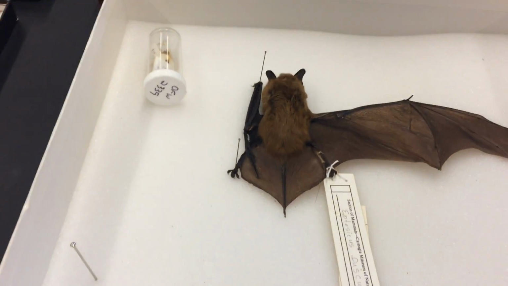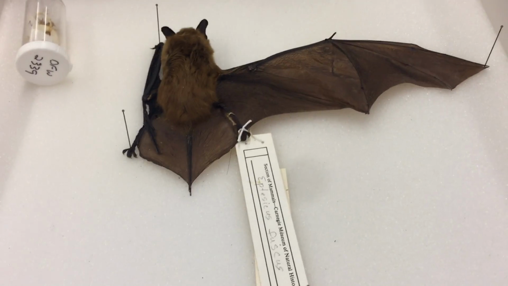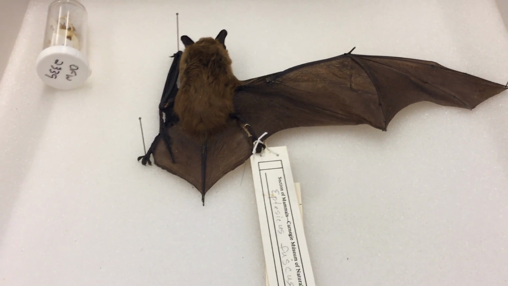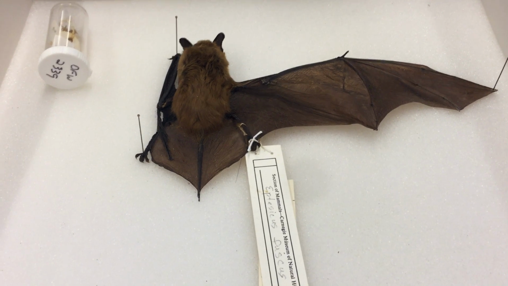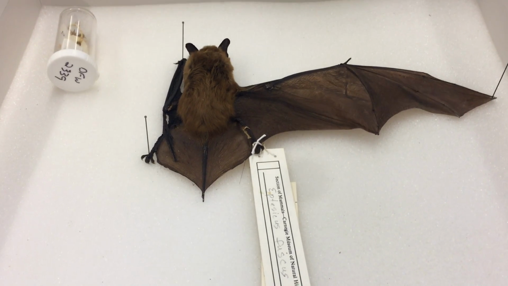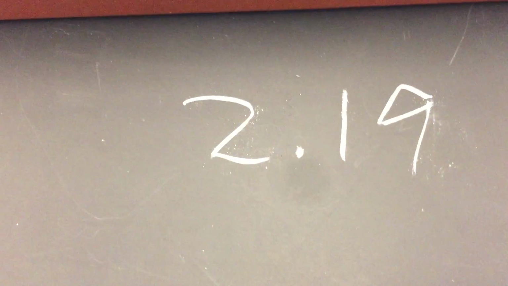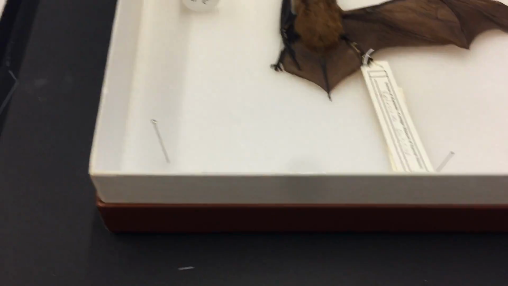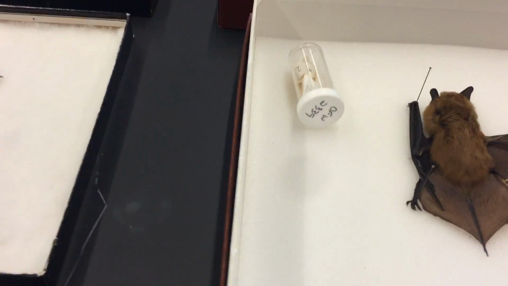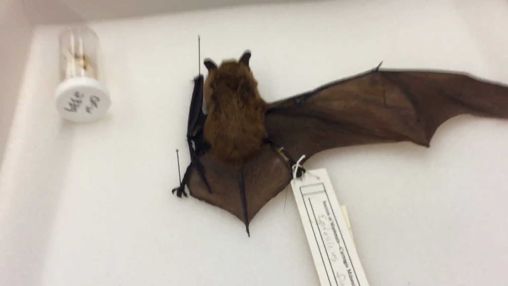Let's take a look at Eptesicus fuscus, the big brown bat. Remember we talked about this one earlier? Again, look at those wings, relatively long. Look at the value, 2.19. Those values are significantly higher than what you saw for Antrozous pallidus, which was right around 2.0.